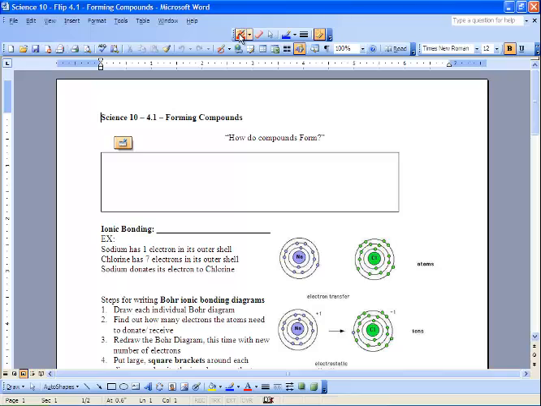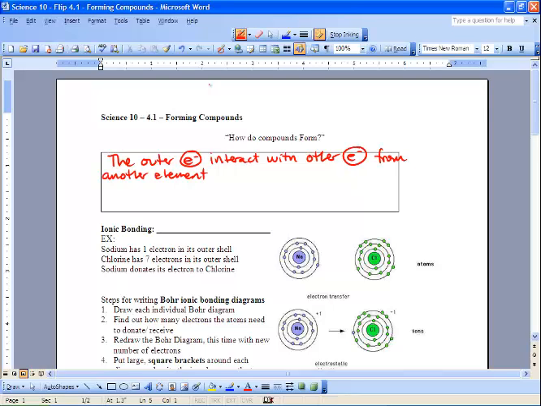Well, compounds form because the outer electron or outer electrons, plural, interact with other electrons from another element. They might even interact with an electron from the same element, all right? And then a bond is formed. So last class we talked about ion formation.